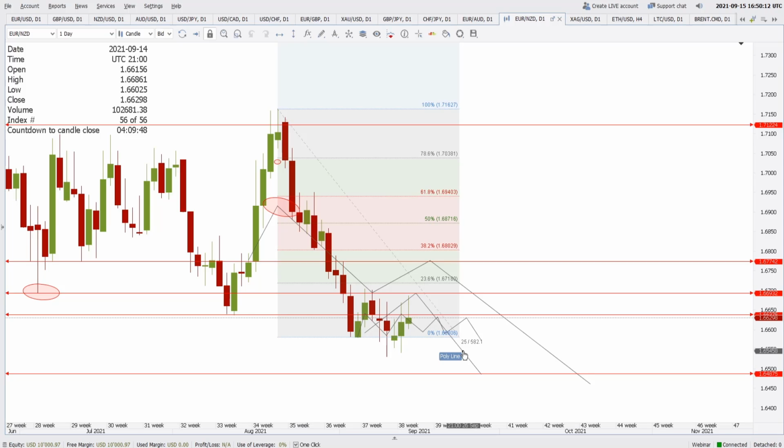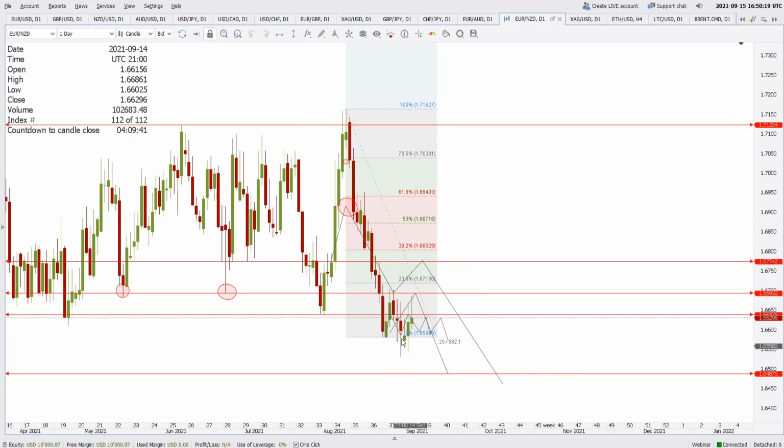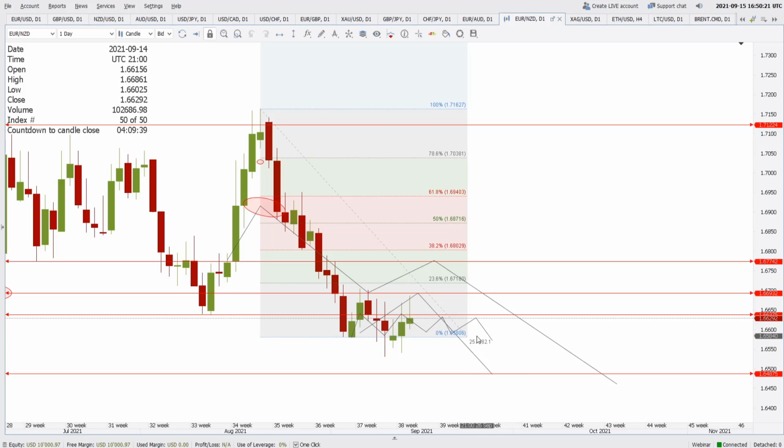If we see any close below 1.6637, then 1.6487 will definitely be exposed in this market. On the contrary, if you see a close higher than 1.6637, then 1.6693 may be exposed in this market.